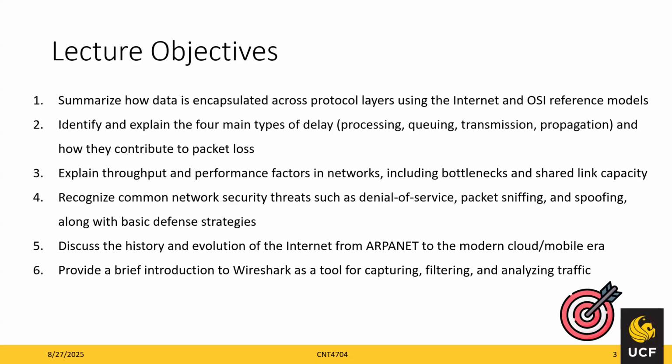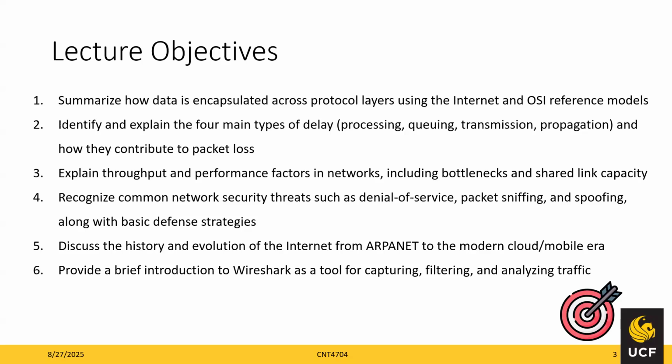We spoke in the last lecture about the OSI model briefly and gave an idea of what it is. Most of you already know about it, but today we will go into detail. We'll identify and explain the main types of delays. As we said, whenever we have devices that are sending packets to the router, the router has a buffer, and there could be a lot of things that can happen with that, such as delays and packets being lost. So we will talk about the different types of delays and how they contribute to packet loss.